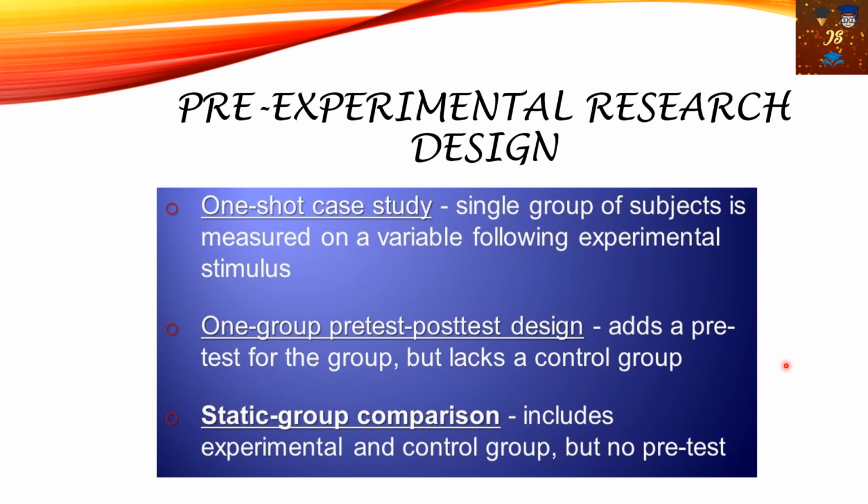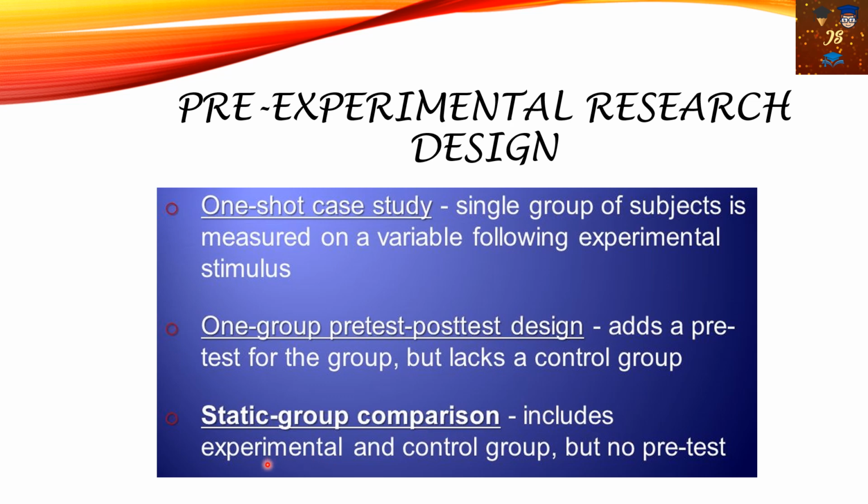But in this case, the one group pretest post-test design, it adds a pretest for the group. That means the weight of that group of 60 people has been taken prior to the experiment. That is the pretest part, and then they were supplied with the street food, and after that they are compared.